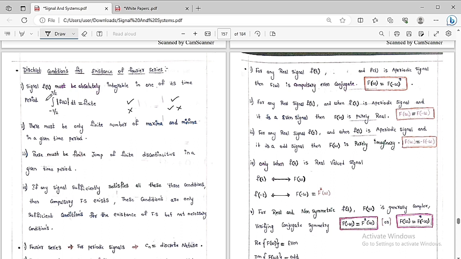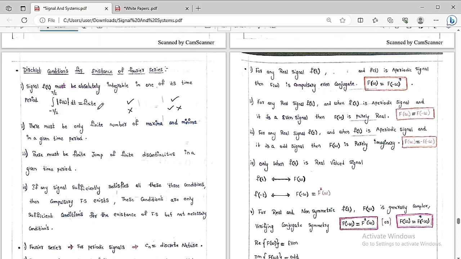So what are the Dirichlet conditions? Signal f of t must be absolutely integrable in one of its time periods, which is the integration over one time period of mod of f of t dt is finite. There must be only a finite number of maxima and minima in a given time period. There must be finite jumps or finite discontinuities in a given time period.